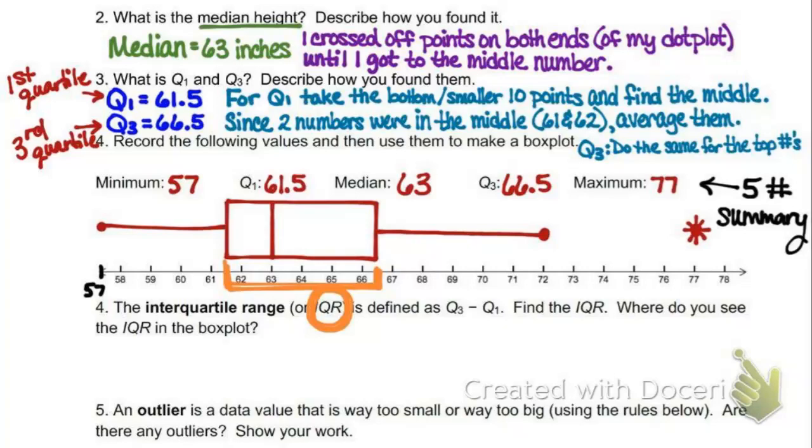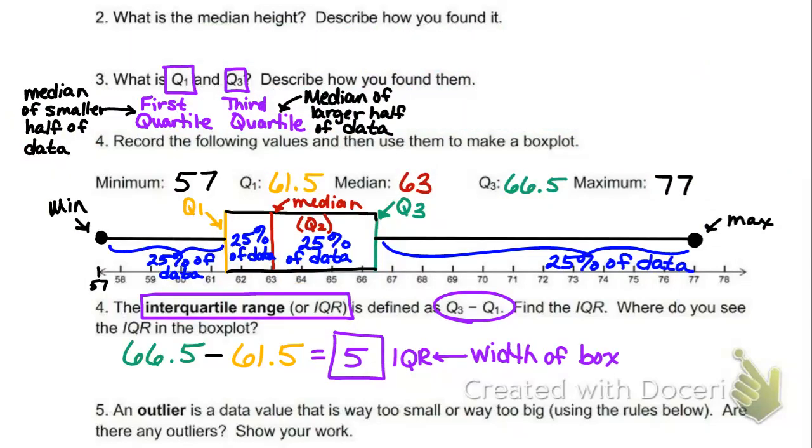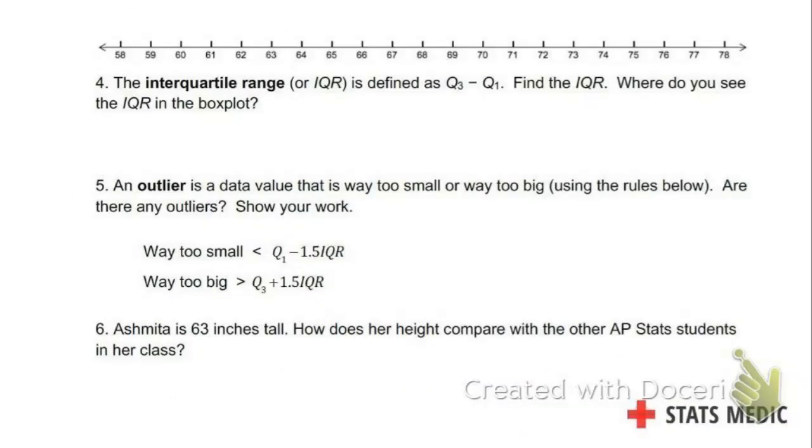Interquartile range, we talked about that. Outlier, let me go back one here. An outlier is a data value that's way too small or way too big. So we want to determine whether or not there are any outliers here in this data. Here's how we calculate something that's way too small. It's going to be Q1 minus 1.5 times the IQR. Way too big is Q3 plus 1.5 times the IQR.